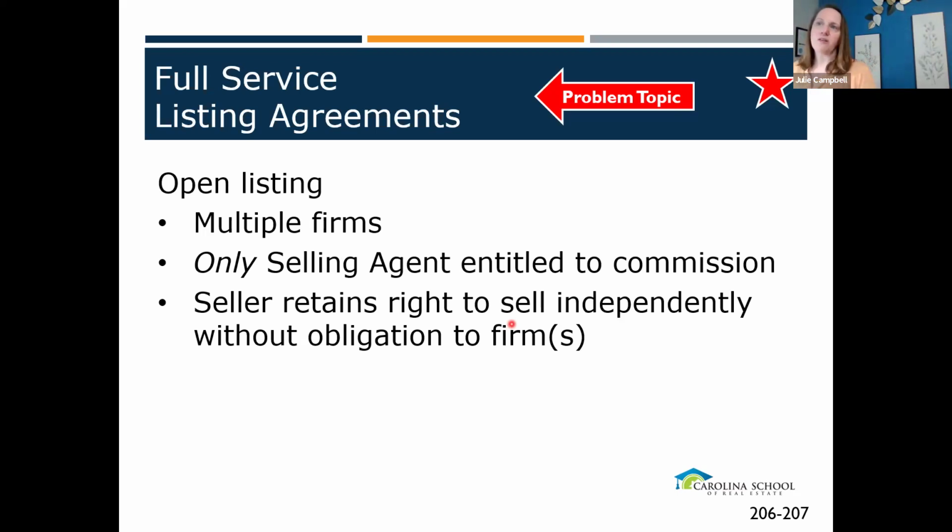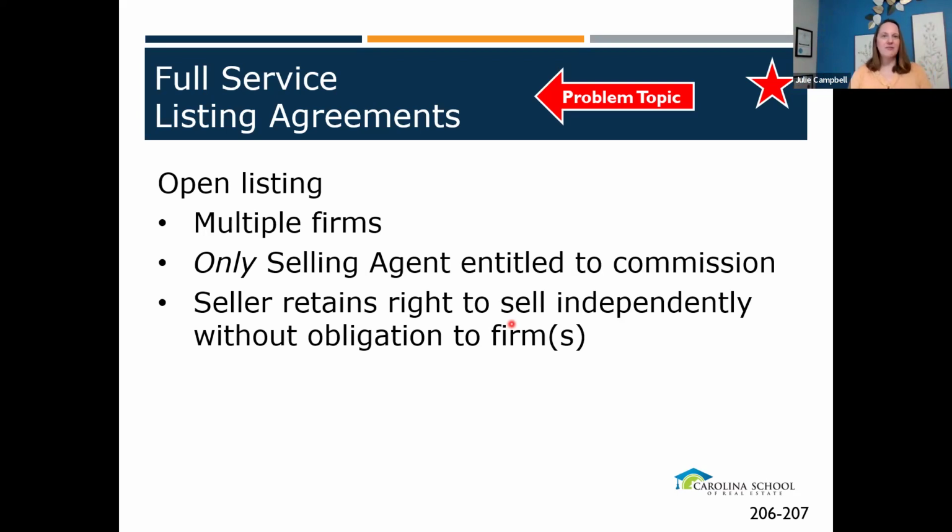The first one is the open listing, in which the seller hires multiple firms, but they only have to pay whomever brings the buyer. They're not going to pay you if you don't bring that buyer, if you're not the selling agent. So they could hire 5 firms and not pay any of those firms if somebody else brought the buyer.